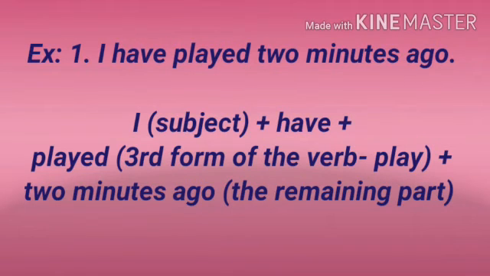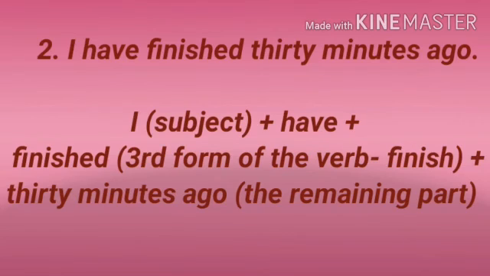I have played 2 minutes ago. Again, the subject is I. Then after I we need to write have, definitely not has. Then the verb is play, and we need to write the third form of the verb, which is played. Correct. Then 2 minutes ago, and this is the remaining part which will come just after the third form of the verb. Clear?